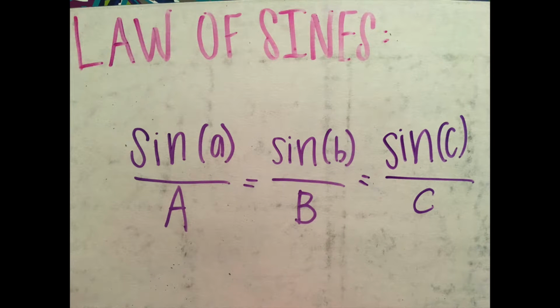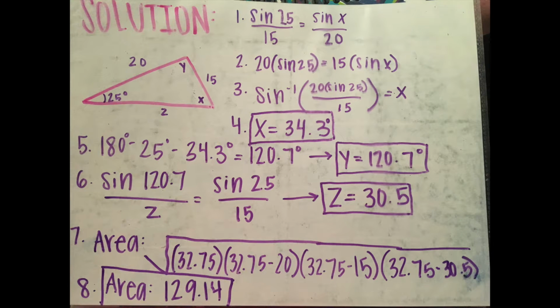So next I had to solve one of my triangles, but before doing that, it's important to know what the law of sines actually is. So what the law of sines states is that sine A over side length A is equal to sine B over side B, which is equal to sine C over side C. So I decided I was going to solve the triangle that had two solutions. So my first step in solving that triangle was to set up my first sine equation. So that was sine 25 over 15 is equal to sine x over 20.